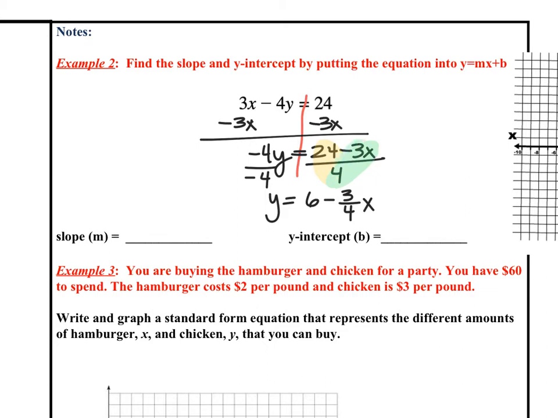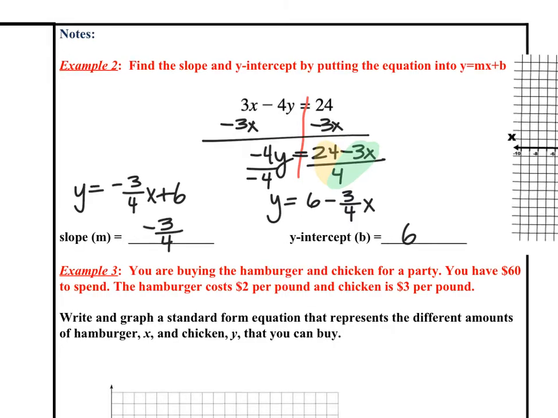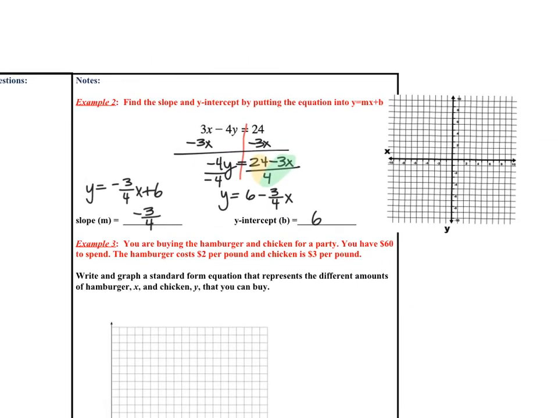Okay. If this freaks you out, you can rewrite it, remember, as y equals negative 3/4 x plus 6. That means my slope is negative 3/4 because it's the fraction in front of x. And my y-intercept is 6, and that's a point. Now, I should have included a graph on this one, but I didn't. So I'm just going to go ahead and make sure I cover that with you.